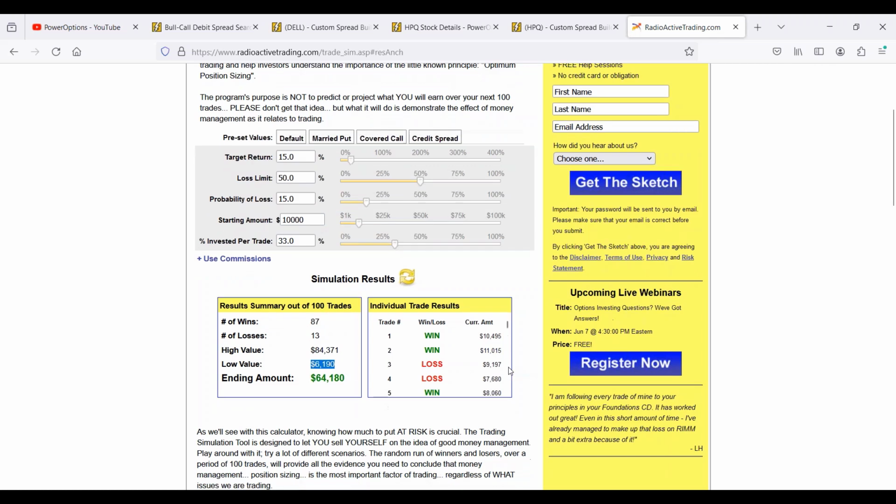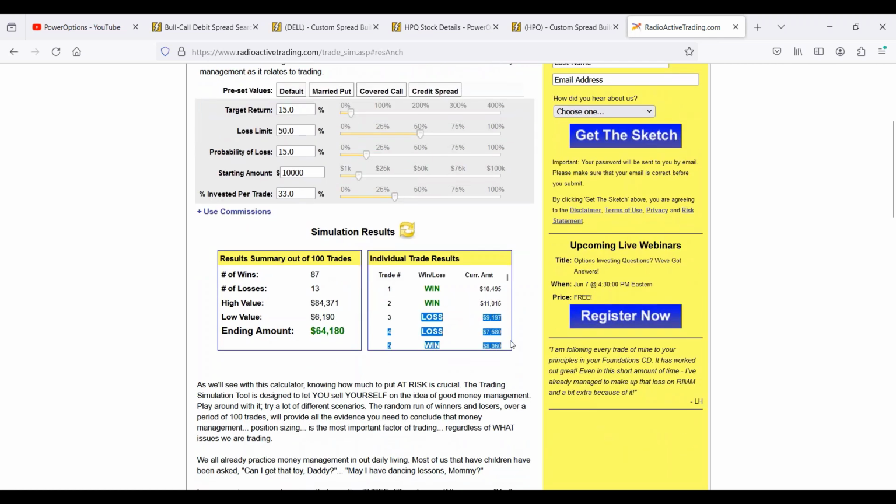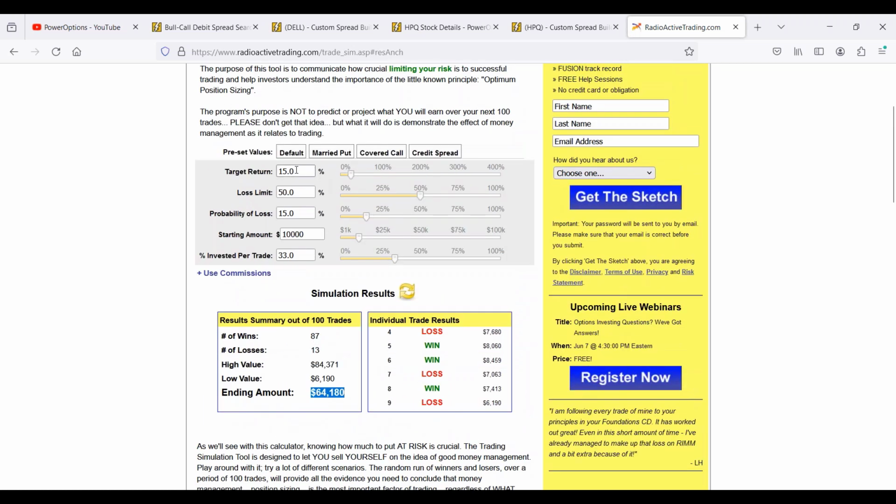We do see a drawdown in the case of some random losers in a row, down to 61.90. That's about a 30%, and I've had that happen in this portfolio before. Again, that's why it only represents 10 to 15% of my total portfolio. But ending amount of $64,180, 10,000 more than what we saw with the potential of a 25% return, 25% probability of loss, or 75% probability, same allocation, same starting basis, and same loss limit on the spreads.